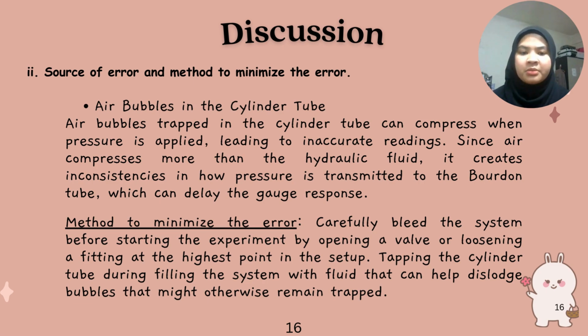The method to minimize it is to carefully bleed the system before starting the experiment by opening a valve or loosening a fitting at the highest point in the setup. Tapping the cylinder tube while filling the system with fluid can also help dislodge bubbles that might otherwise remain trapped.